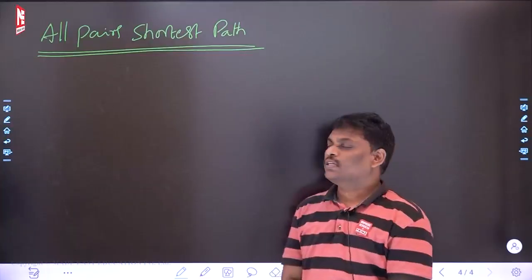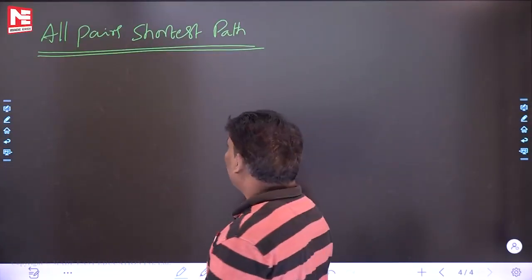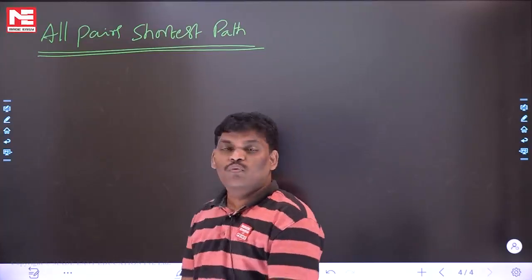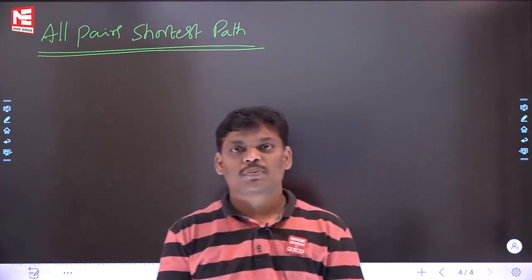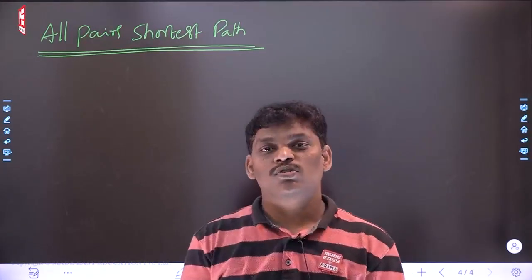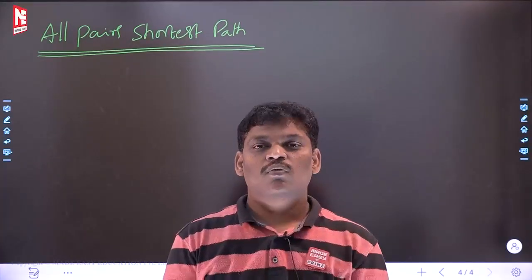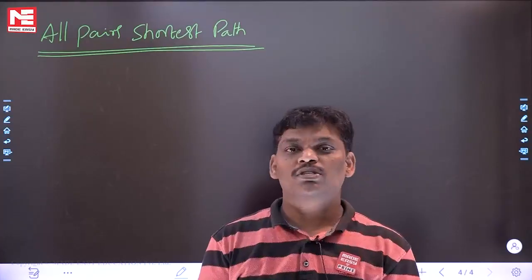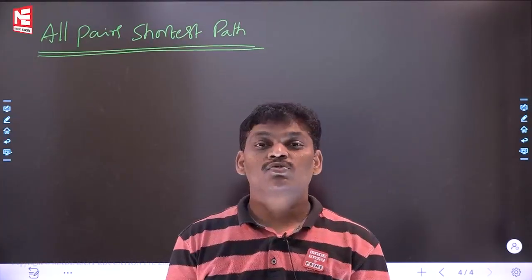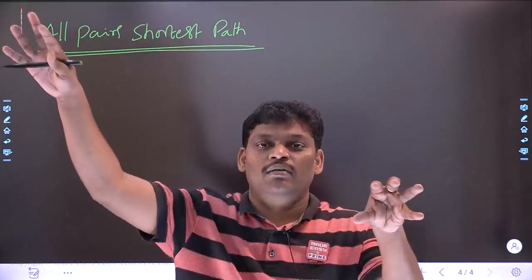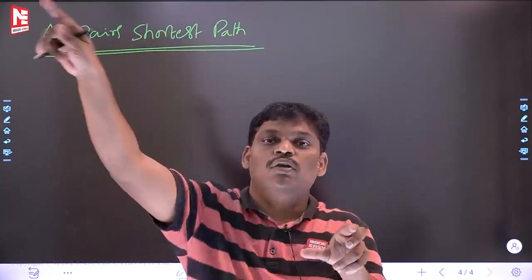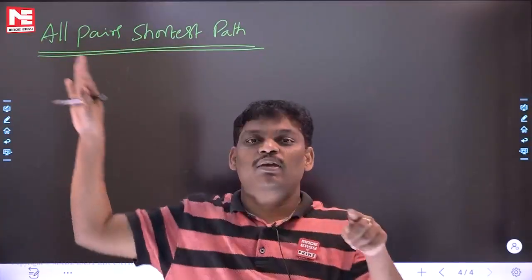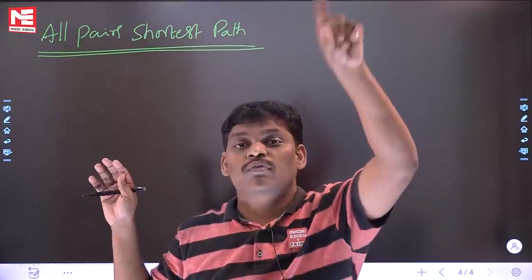Fine. Next application of dynamic programming is all pairs shortest path. What is the meaning of all pairs shortest path? Let me explain. I think we have done single source shortest path already. What is the meaning of single source? One source to every other vertex. What will be the shortest path? But all pairs shortest path means first source to everywhere, next source to everywhere, next source to everywhere. What is the meaning? Not only one source to everywhere.